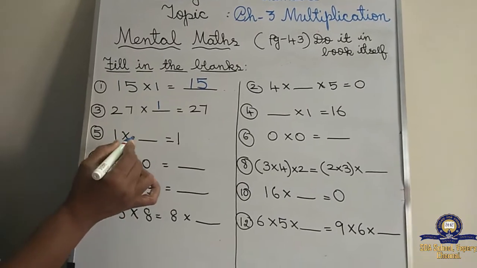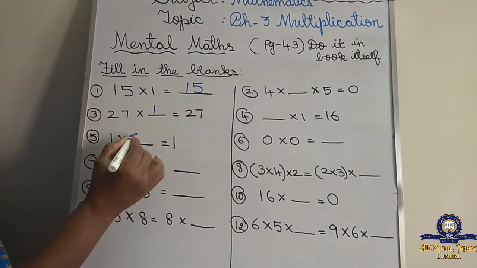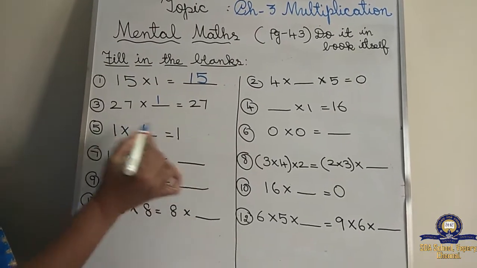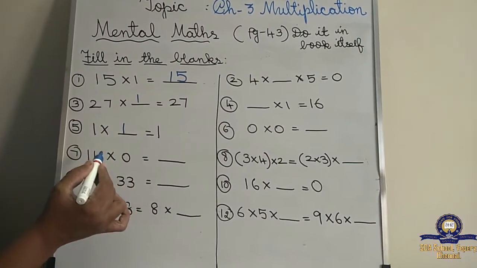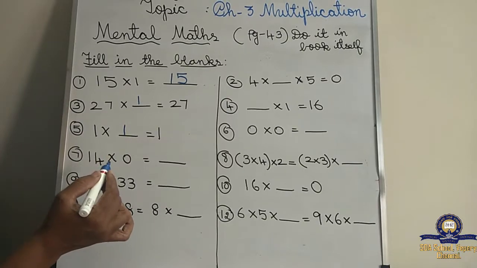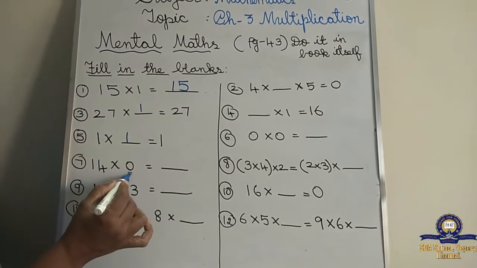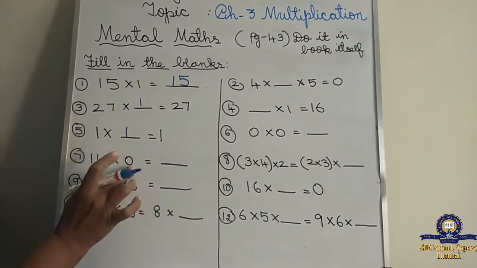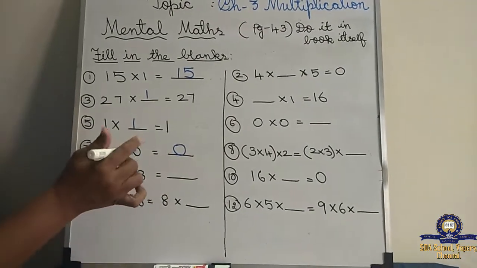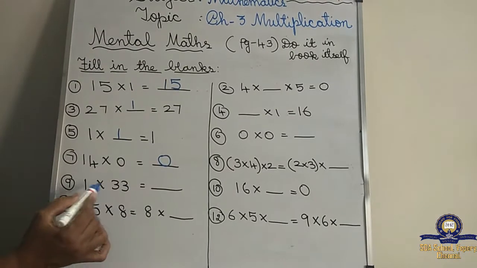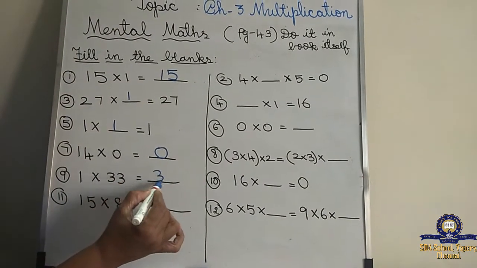Okay. Now here 1 into dash is equal to 1. What will come? 1 ones are 1. And here 14 zeros are how much? When we multiply with 0, what will come? Only 0 will come. 14 zeros are 0 only. Understood? And see, 1 33s are 33.